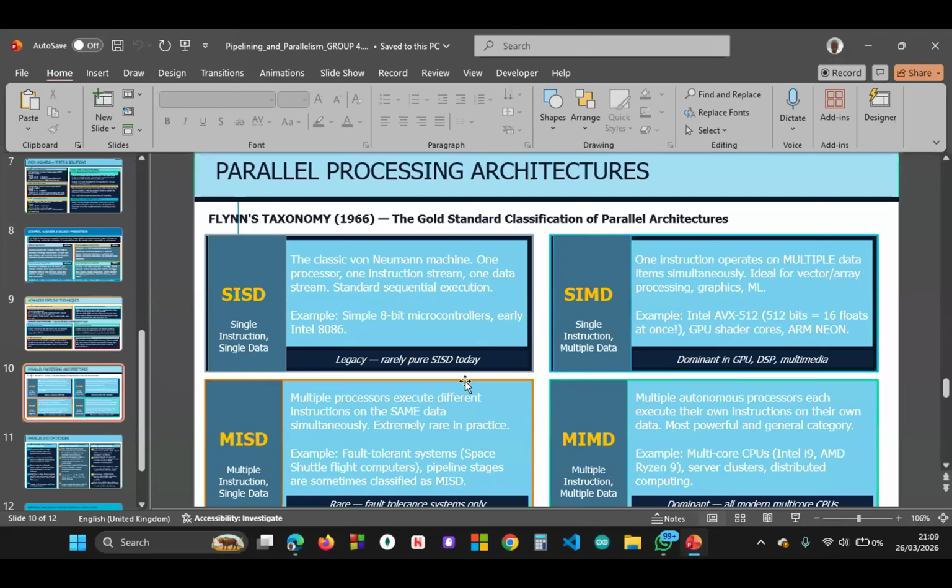8086. 2. Single instruction, multiple data, in short SIMD. One instruction operates on multiple data items simultaneously, ideal for vector/array processing, graphics, ML. Example, Intel AVX 512-bit equals 16 floats at once. GPU shader cores, ARM Neon.